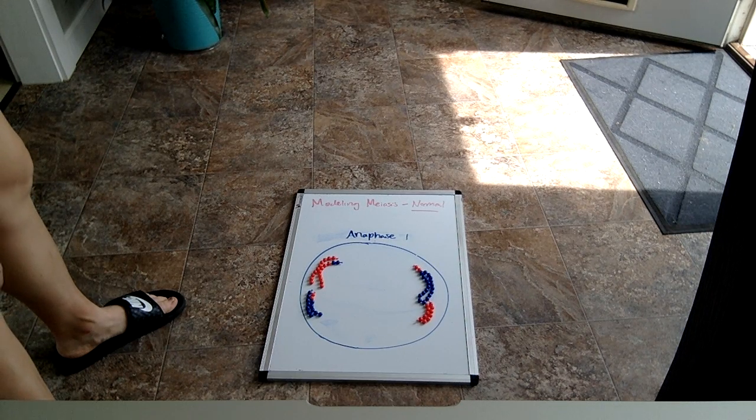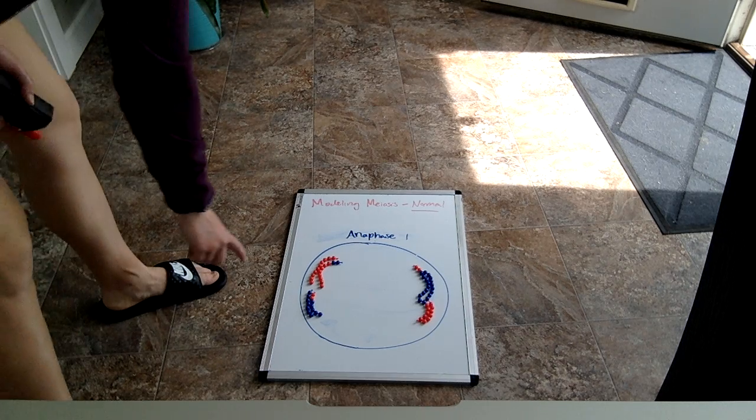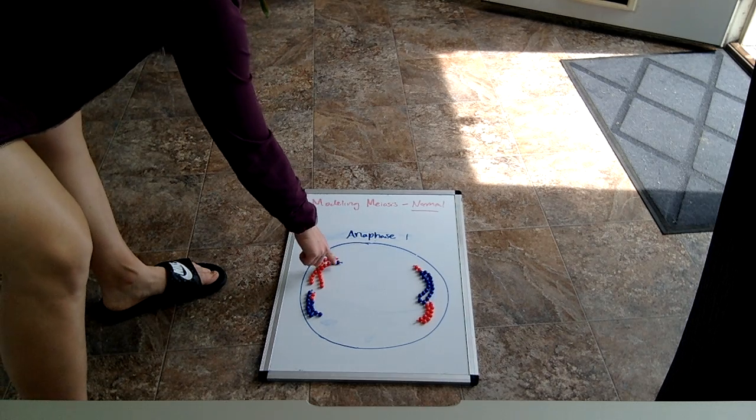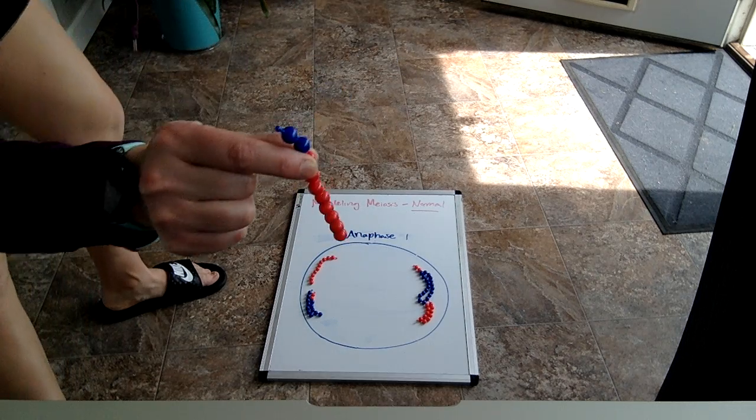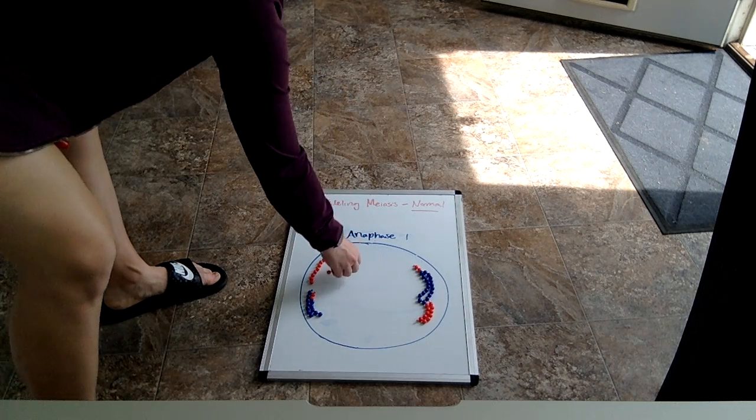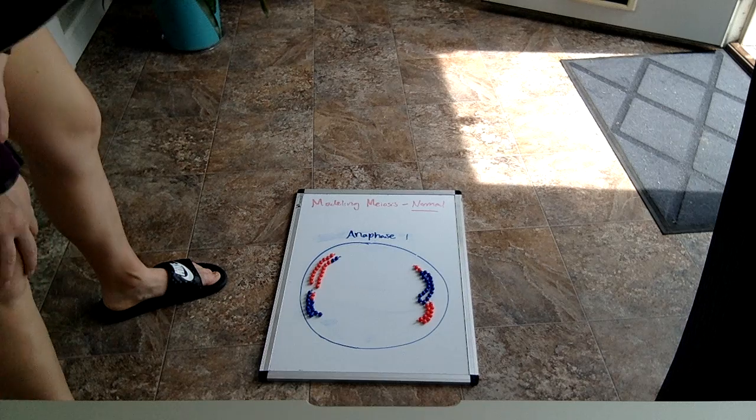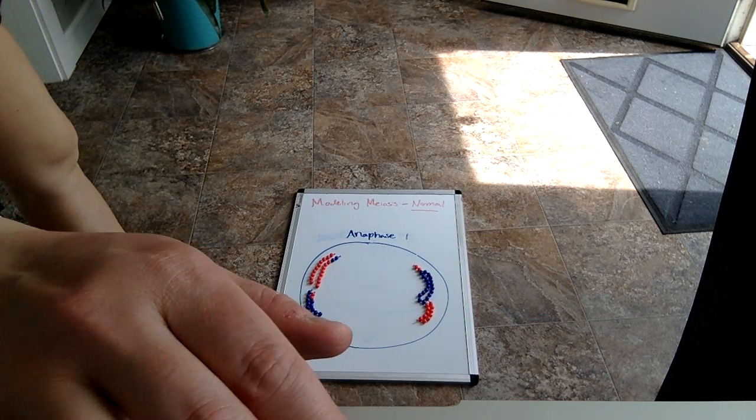Make sure you get the colors right on there. It's important that you have the colors correct. And don't forget to put the recombined chromosome, the ones with the blue and red. You need to show that each one is different when you're modeling this.